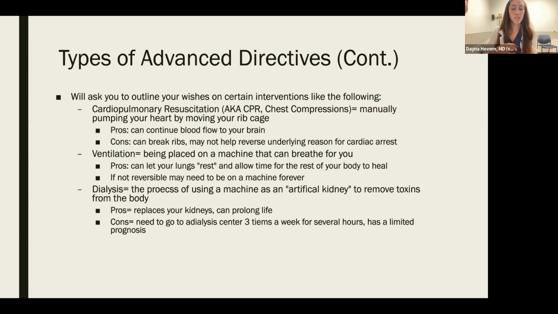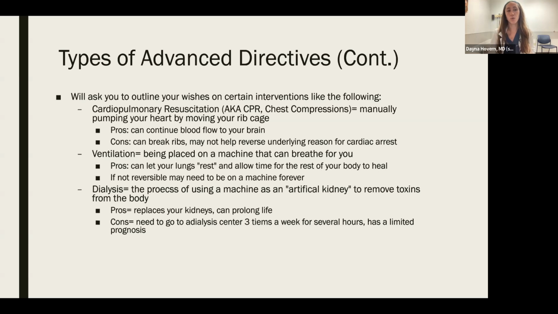I felt like it was important to break down some of the language that you might be seeing as you go to fill out these documents, because it can be really overwhelming, especially if you don't have a healthcare background. So I'm going to try to go through each of these things, speaking as plainly as possible, and you can absolutely ask me any questions about them further. So CPR is one of the things you might be asked about if you want or not on your living will. Another thing you might be asked about is ventilation.